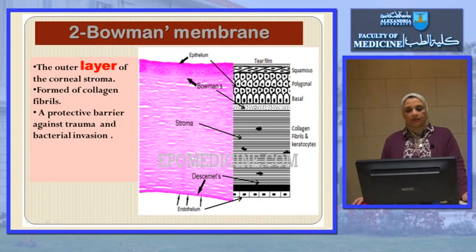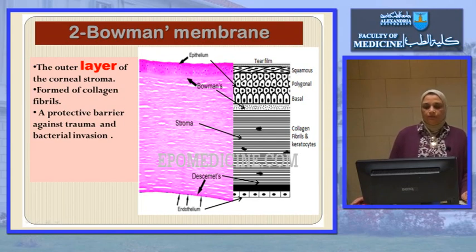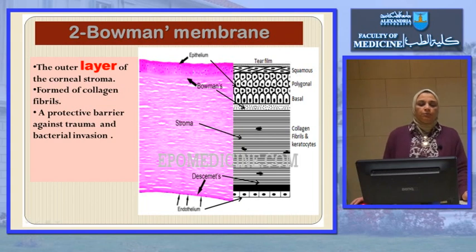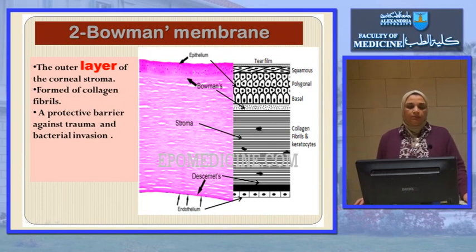So where does it come from? It comes from the stroma. It is the outer layer of the stroma, formed of collagen fibers. As I said, the stroma is a connective tissue containing collagen, and so the collagen fibrils on the outer surface of the stroma will constitute the Bowman's membrane. This is an important membrane. Why? Because it is a protective barrier against trauma and bacterial invasion. So the Bowman's membrane is a barrier against trauma and bacterial invasion.